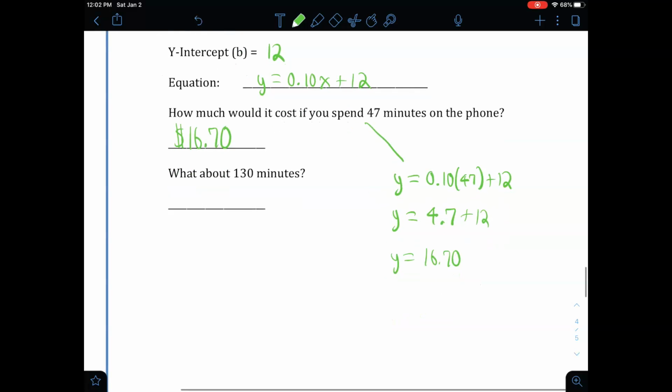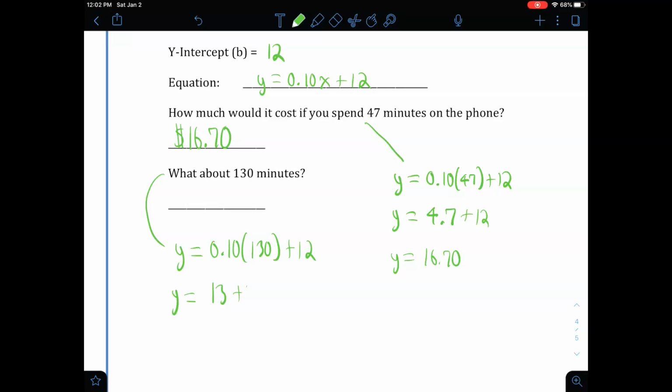What about 130 minutes? Well, same thing. We're going to plug in 130 minutes into our x value, plus 12. That's going to be 13 plus 12. Oops. Y is going to equal 25. So we get $25.